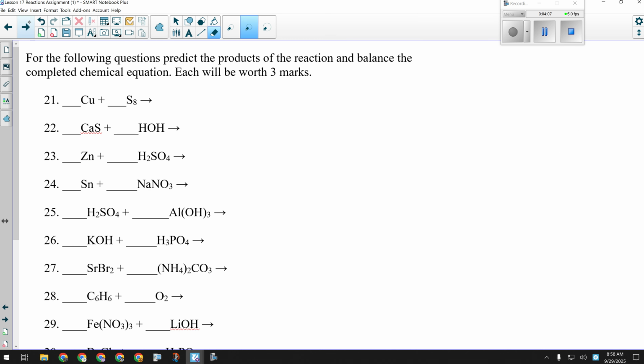Okay, the last 10, they're just prediction. Okay, so what your marks are here is 2 marks for your products. Okay, and 1 mark for the reaction being balanced. Since there are blanks here, fill in the blanks. Okay, if it's a 1, put a 1 in the blank.